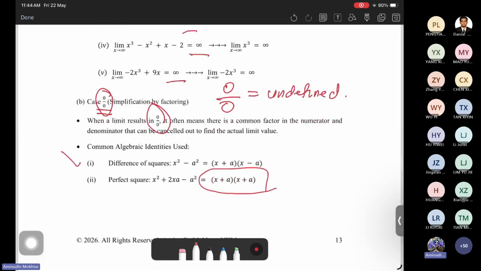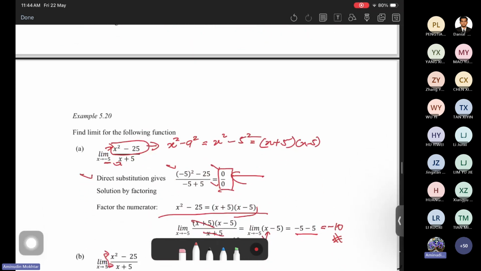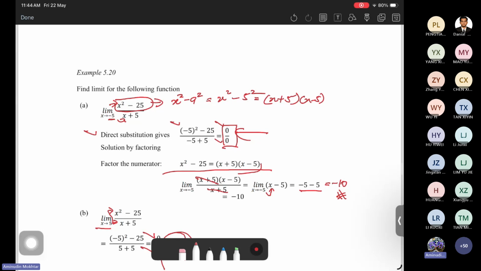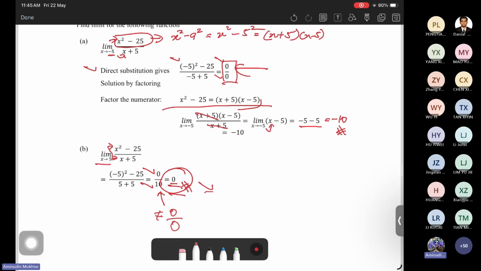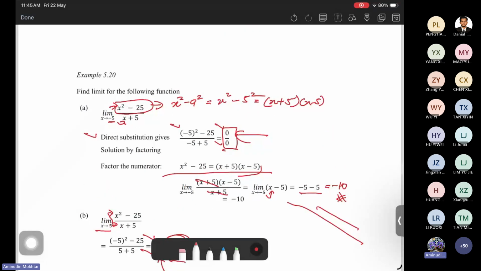And as you can see in example 5.2, the actual answer is not 0 divided by 0. The actual answer is negative 10, because the form of the limit in the first place is 0 divided by 0.